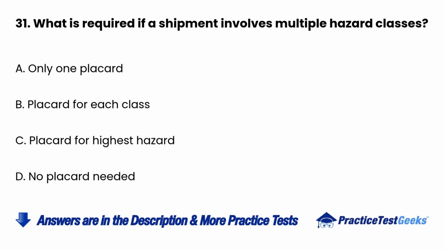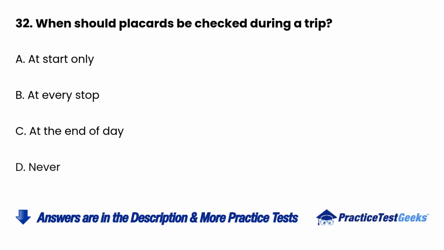31. What is required if a shipment involves multiple hazard classes? A. Only one placard. B. Placard for each class. C. Placard for highest hazard. D. No placard needed. 32. When should placards be checked during a trip? A. At start only. B. At every stop. C. At the end of the day. D. Never.